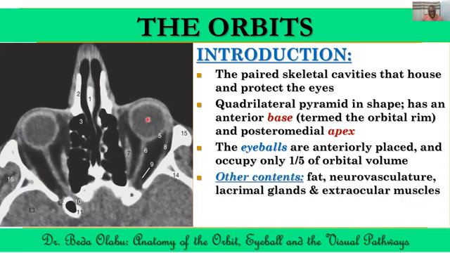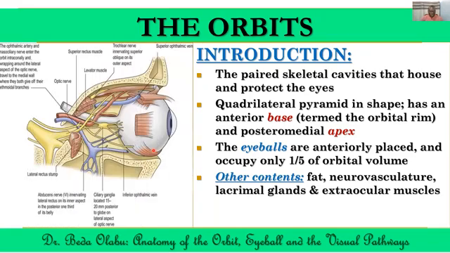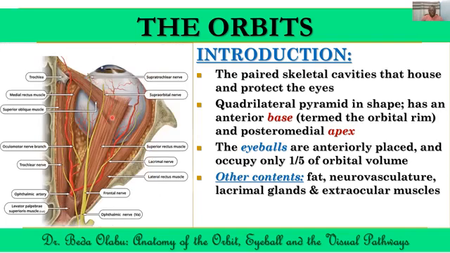Other than the globe, there are many other contents of the orbit, and we can just name them. So we have fat tissue. We have a lot of neurovascular structures, so arteries, veins, nerves. The lacrimal glands are also within the orbit, and extraocular muscles, when we'll be talking more about them. So this image shows you various structures which are found within the orbit. This also shows you various structures from the orbit and also that slight protrusion of the eye beyond the orbital socket to increase the visual field.